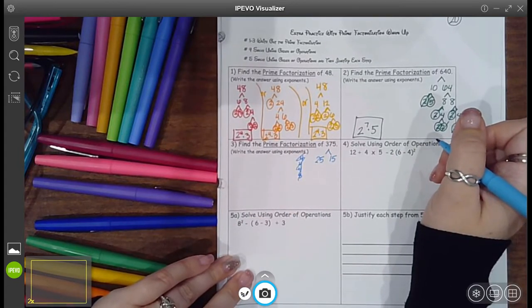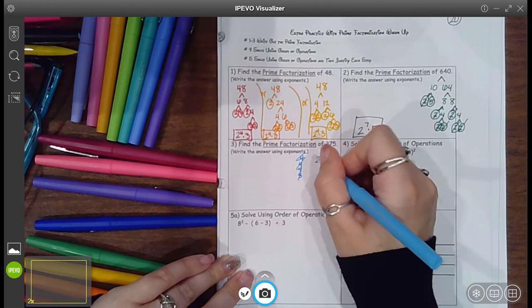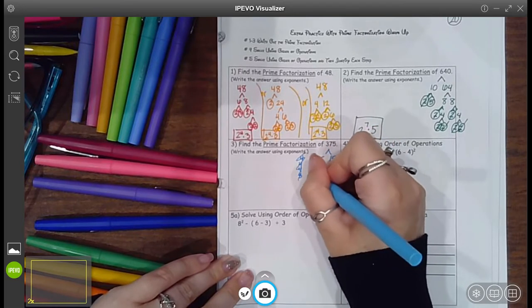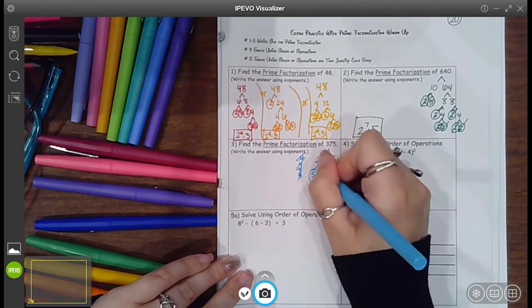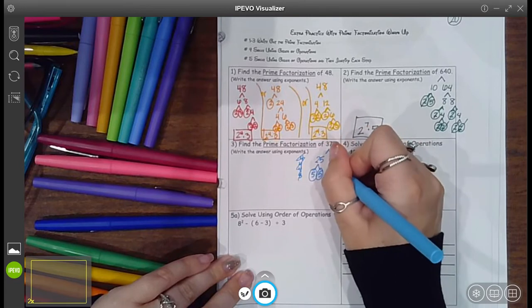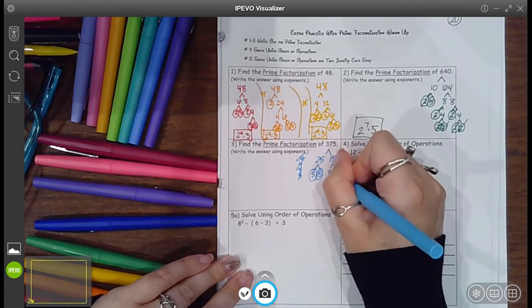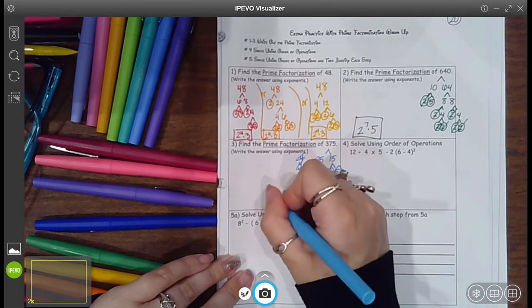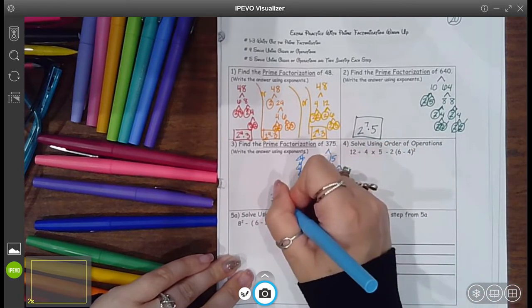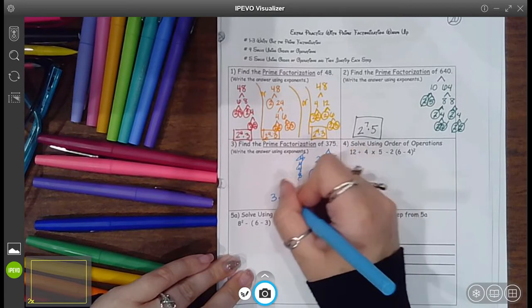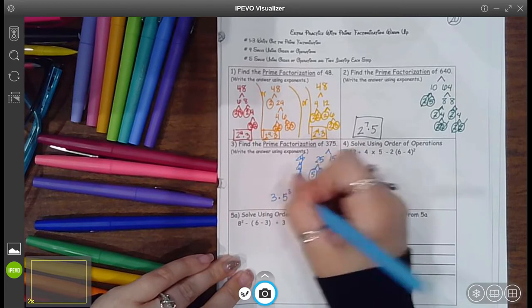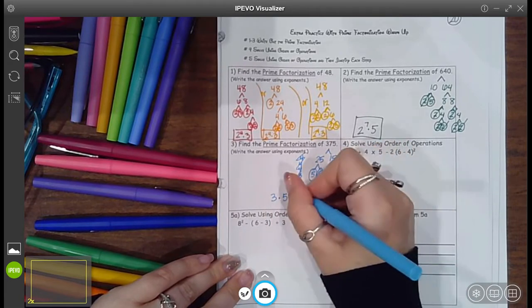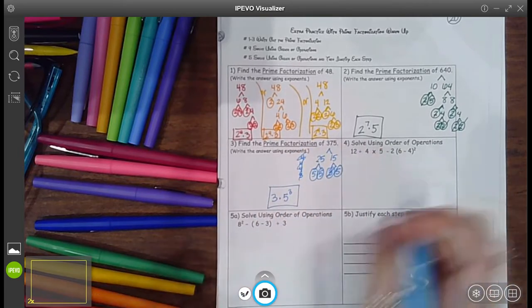But if you started differently, that's okay. 25 is 5 times 5. 15 is 3 times 5, prime, prime. Okay, so there is 1, 3 times 1, 2, 3, 5. So 5 to the third power, right? 1, 2, 3, 5s. There you go.